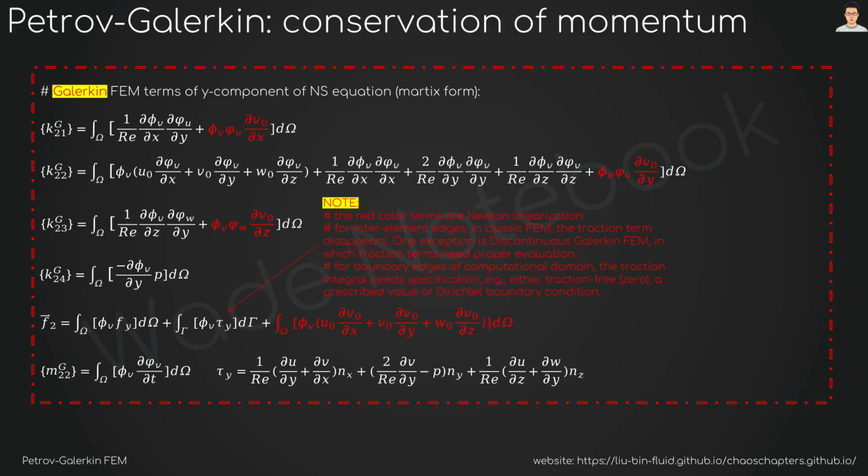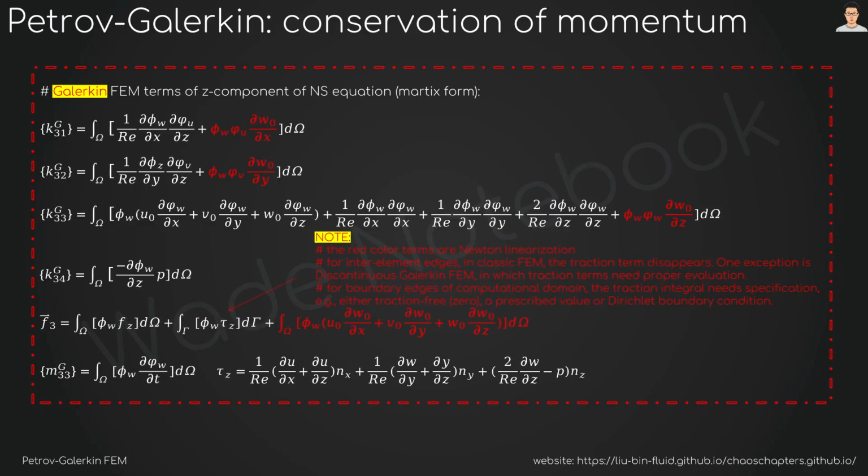Okay, now following the same derivation, we can arrive at the final matrix form of the Galerkin terms of the Petrov-Galerkin finite element formulation for the y-component of the Navier-Stokes equation, as shown in the red box on this page. Following that, the matrix form of the Galerkin terms of the Petrov-Galerkin finite element formulation for the z-component of the Navier-Stokes equation can be shown here in the red box on this page.